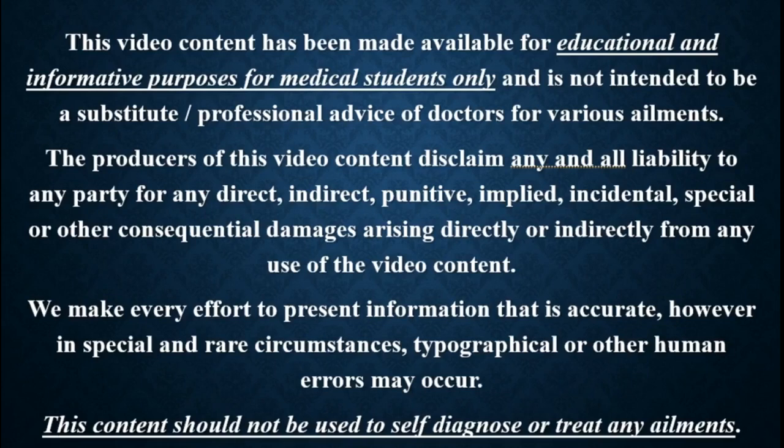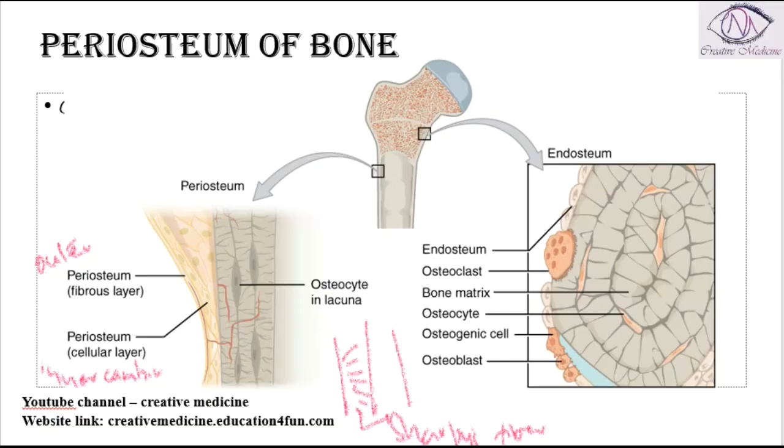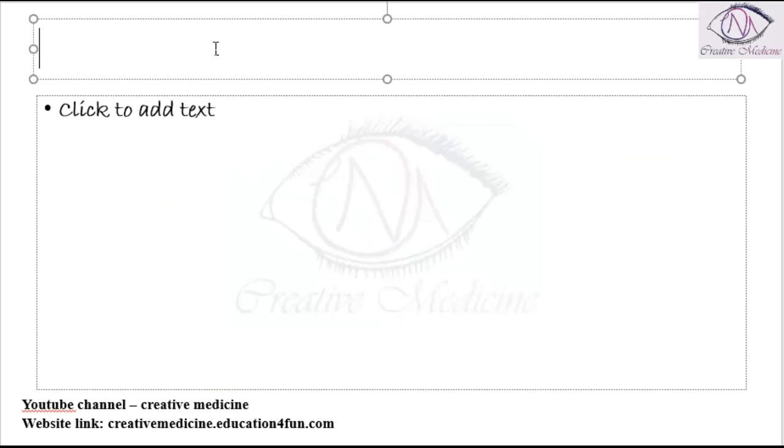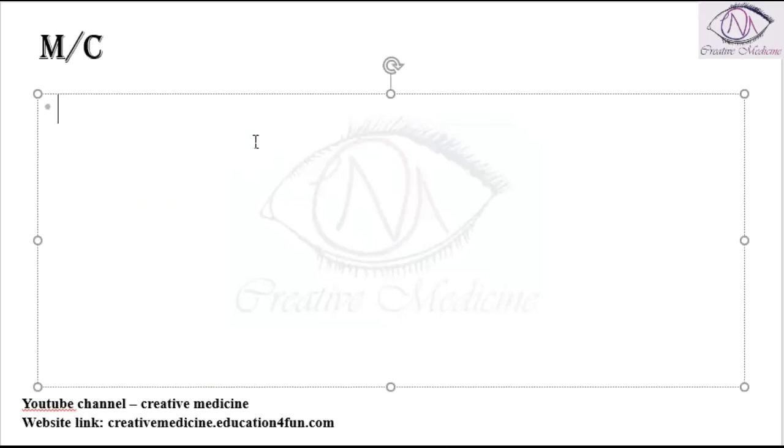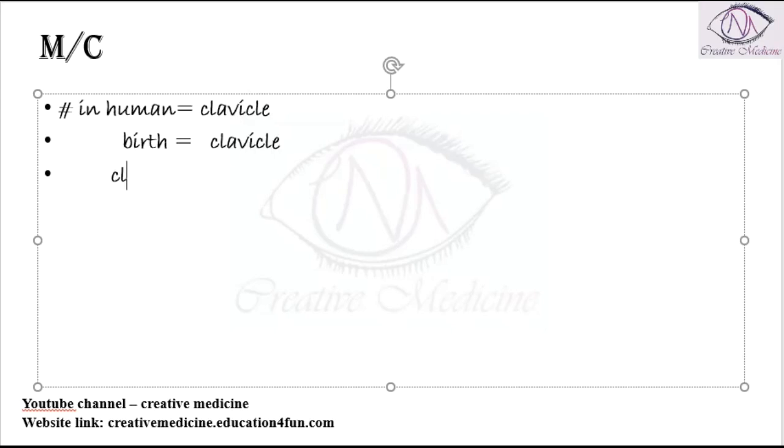In this lecture, we will learn about the most common fractures. Most common fracture in humans is the clavicle bone. Most common fracture at birth is also the clavicle. Most common fracture in a child is a greenstick fracture. A greenstick fracture of the forearm is the most common fracture in a child.